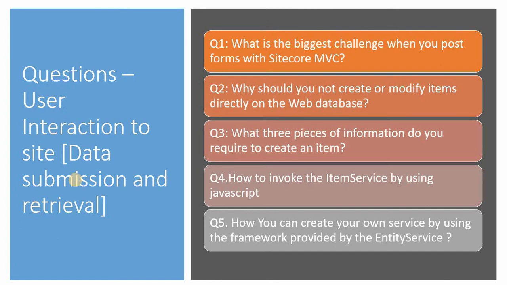The fourth question is how to invoke the item service by using JavaScript. Now you can invoke item service in so many ways, but how do you do that using JavaScript? You should be aware of that. The fifth question is how you can create your own service by using the framework provided by the EntityService. So how do you create that service? You should know the steps involved in that.